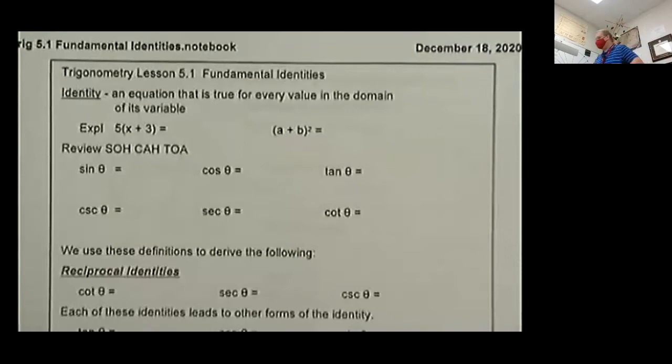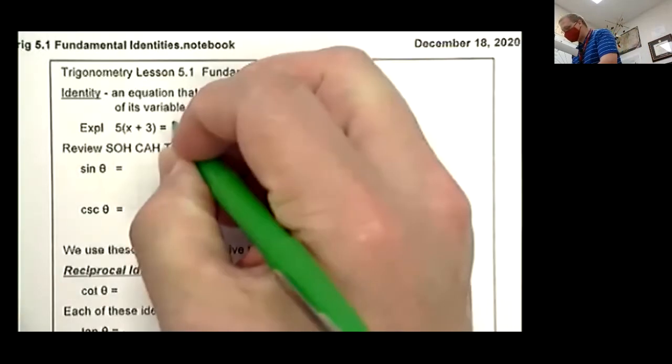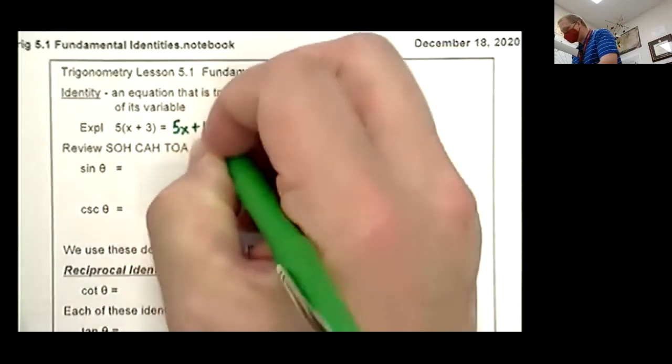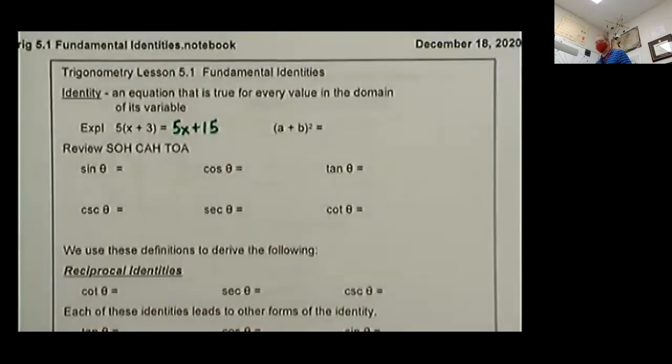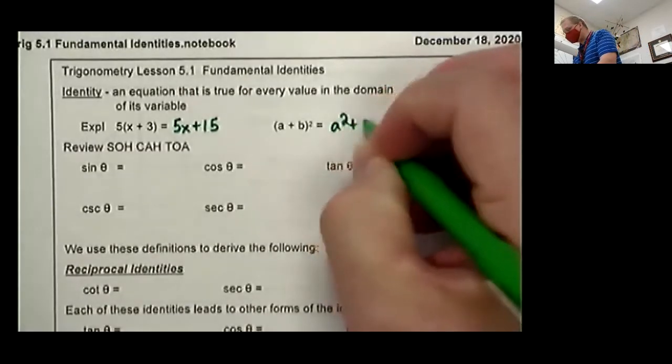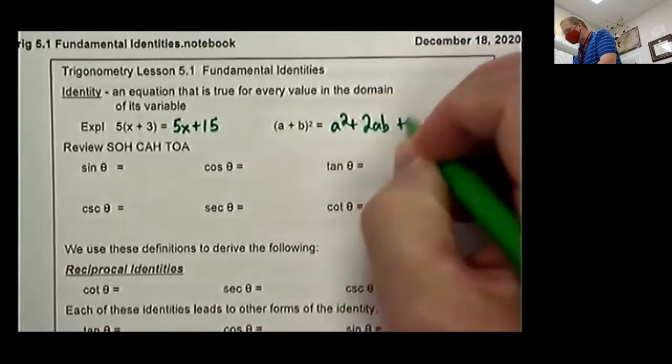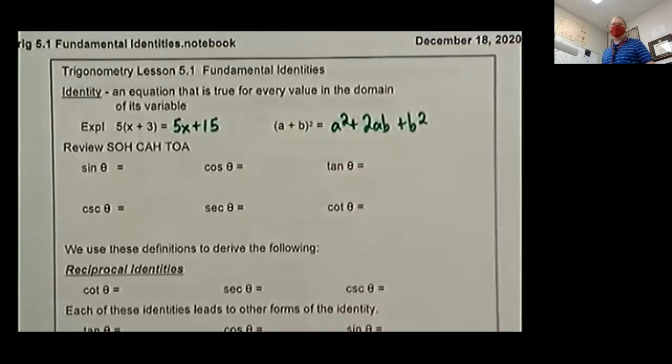Recall one easy identity is the distributive property. If we have 5 times quantity x plus 3, we know that that is equal to 5x plus 15. That's a true equation, therefore it's an identity. Another one we learned in college algebra, if we have (a plus b) squared, we learned that that's a squared plus 2ab plus b squared. That's another true equation, so it's an identity.